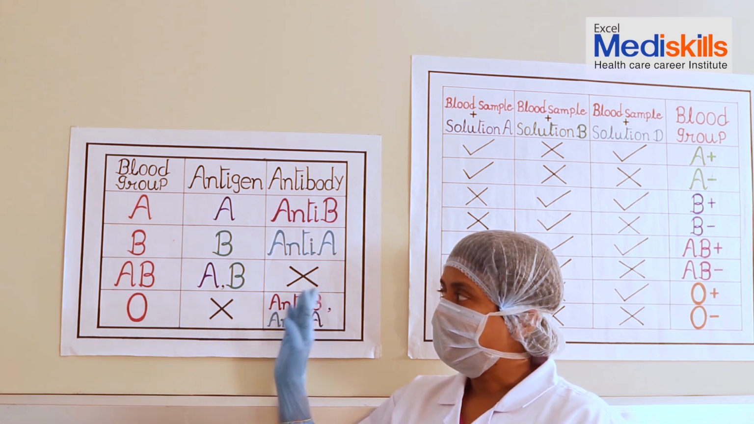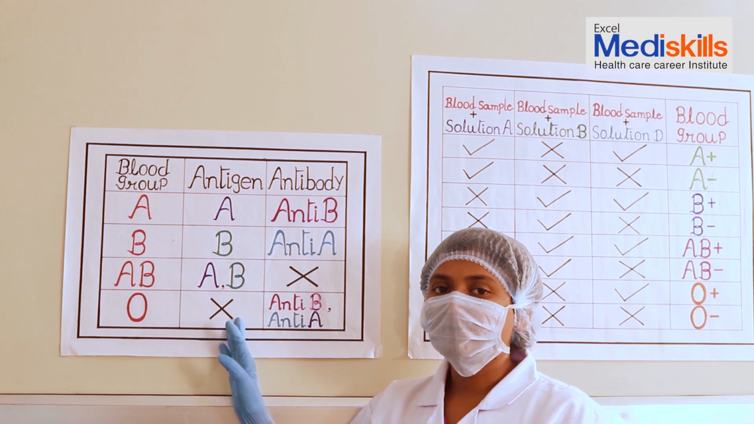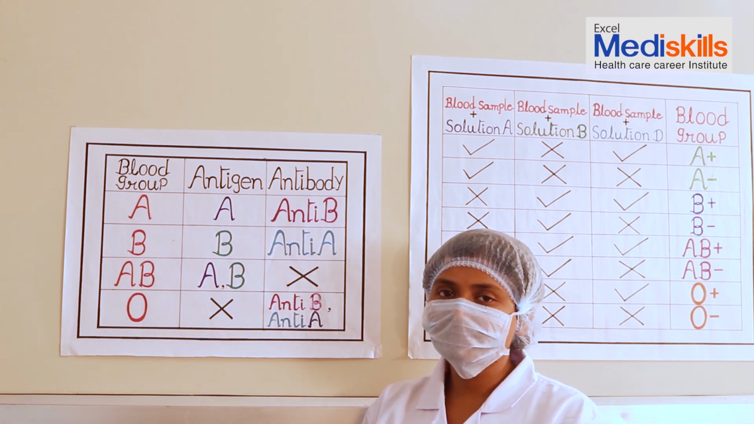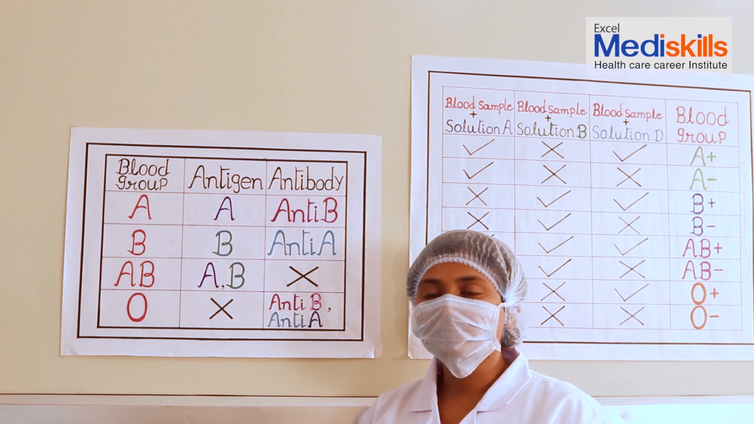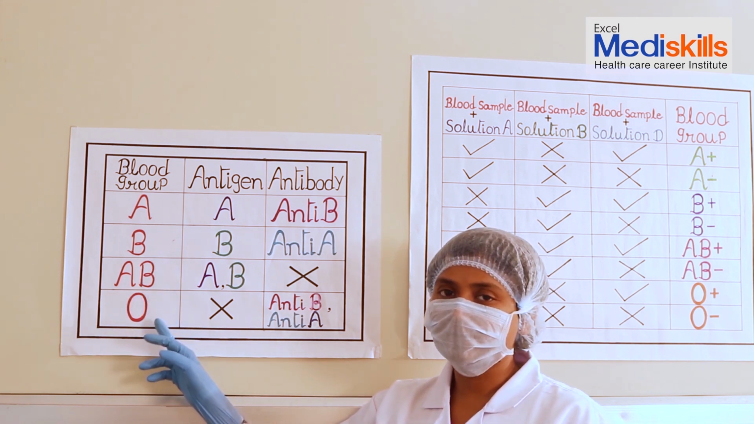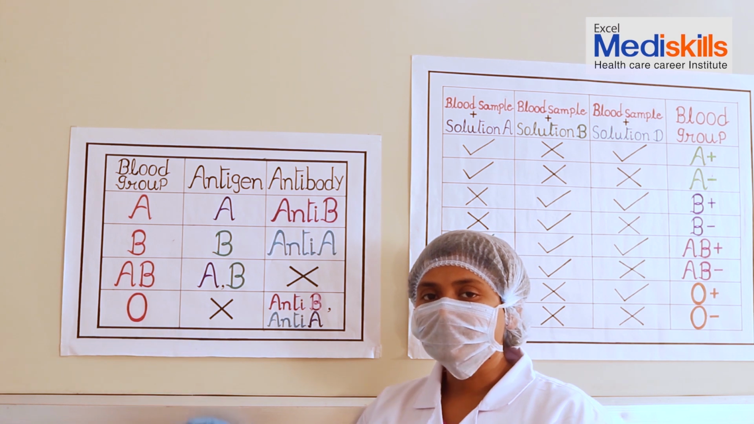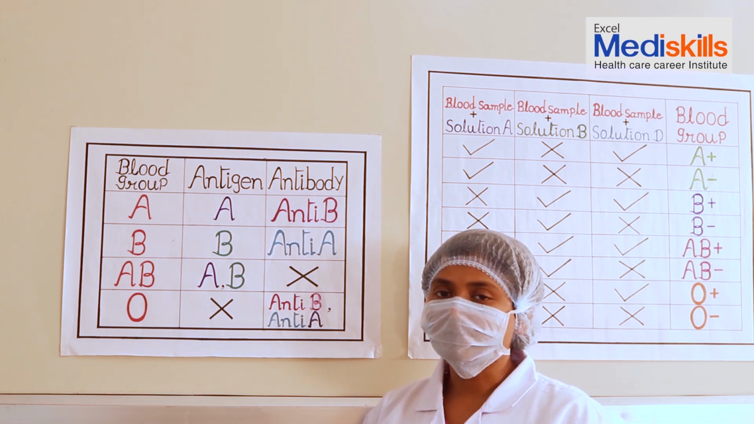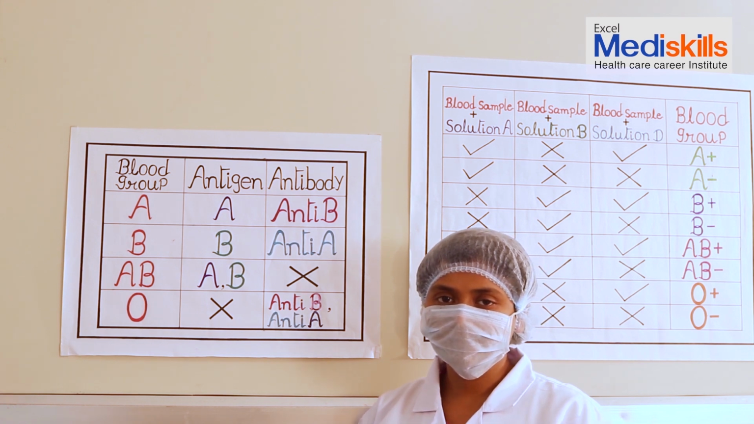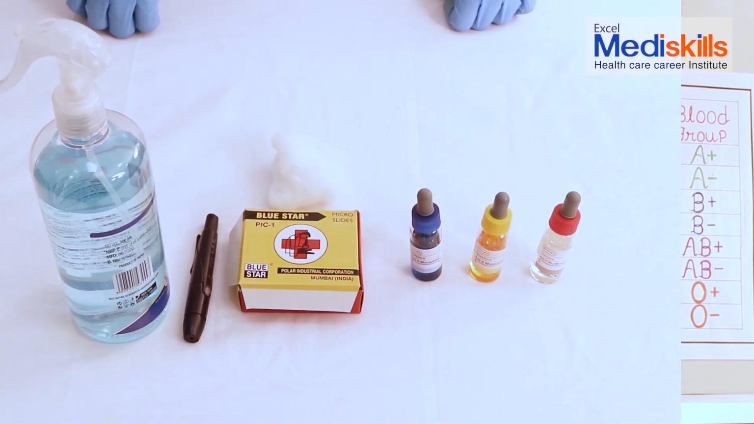Apart from this antigen and antibody, there is another factor which is present in the blood. This is called the Rh factor. The presence of this determines whether these blood groups are positive or negative. If Rh factor is present, then the blood group is positive. If Rh factor is absent, then the blood group is termed negative.